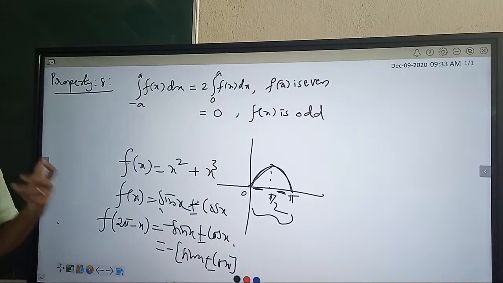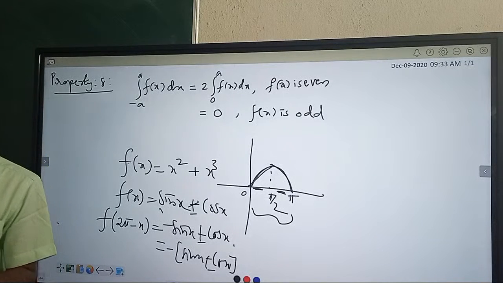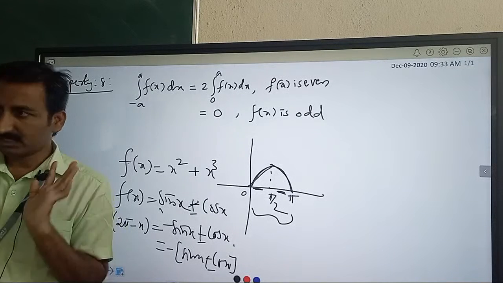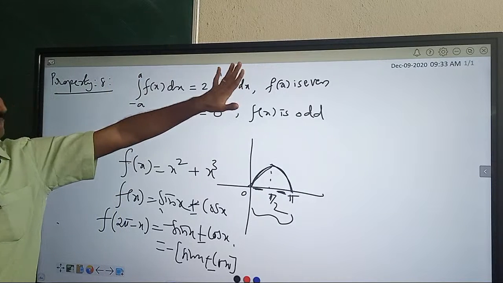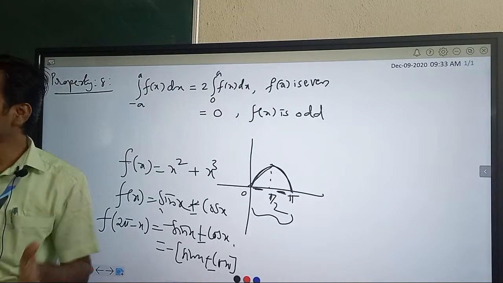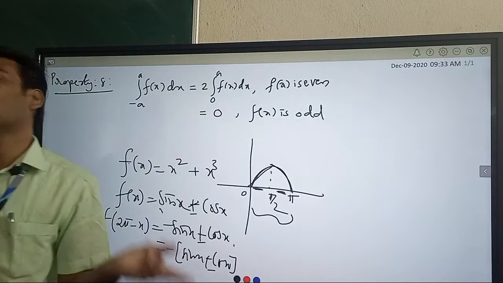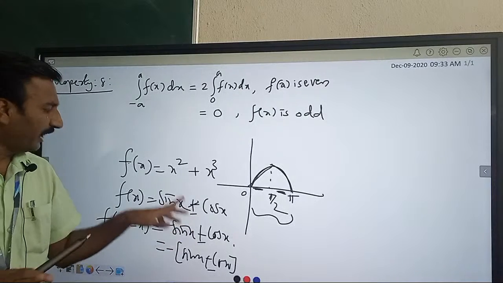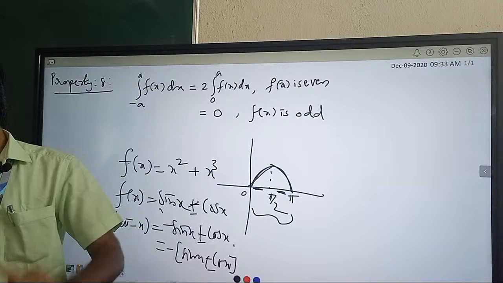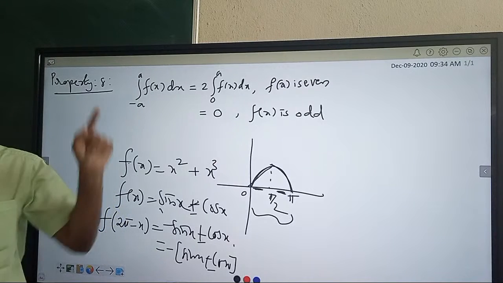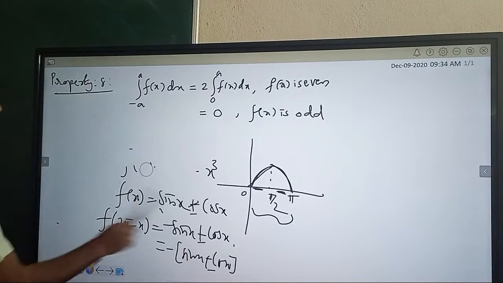So the thing is that properties 7 and 8 are specifically used in different cases, not the same cases. They are used when the function is even or when the function is odd. But in the previous property, the function is not necessarily even or odd. Simply, if f of 2a minus x is f of x, then you can use that. Otherwise, here specifically you have to test whether it is even or odd. Now let's start the proof of this.